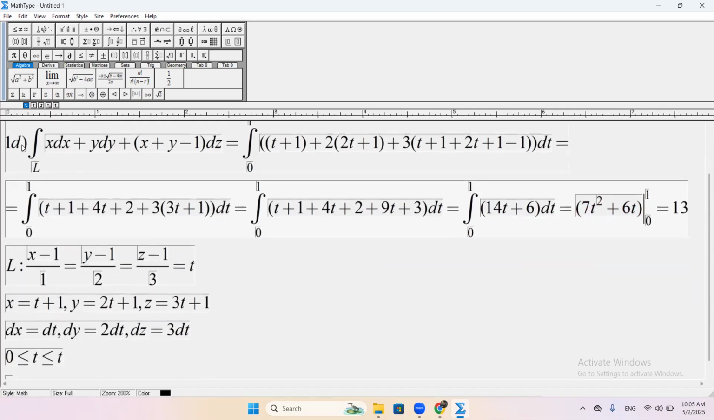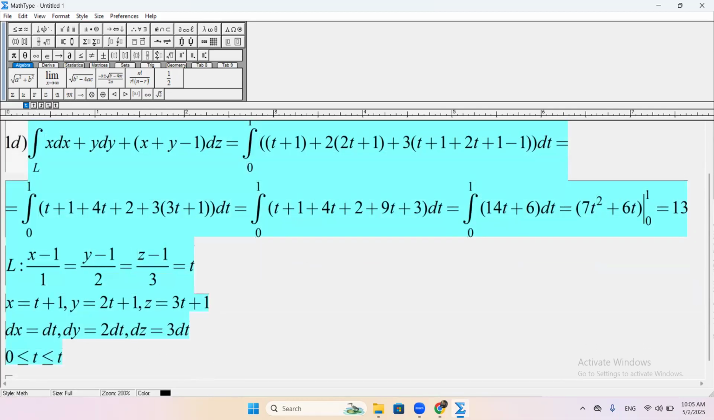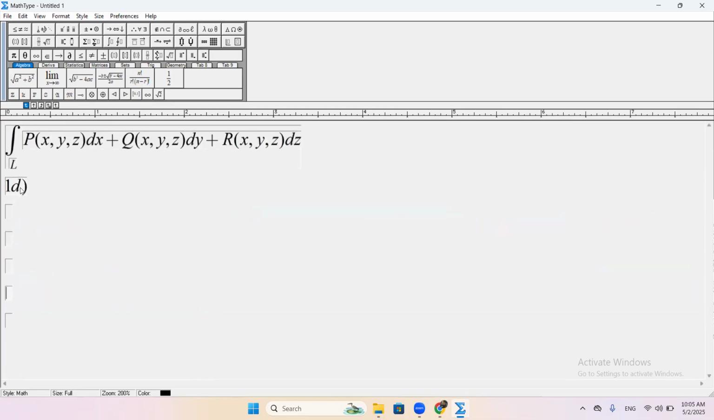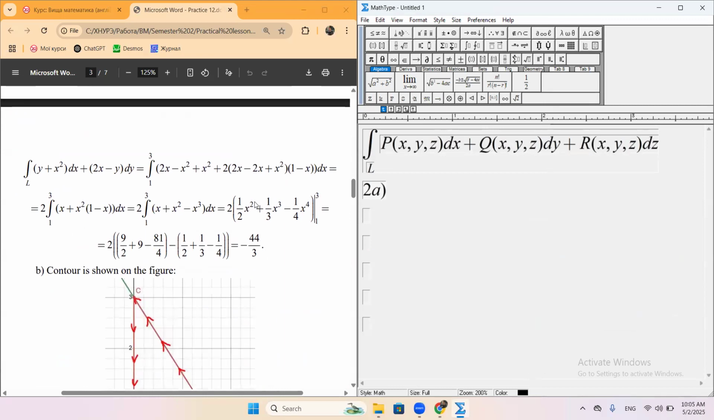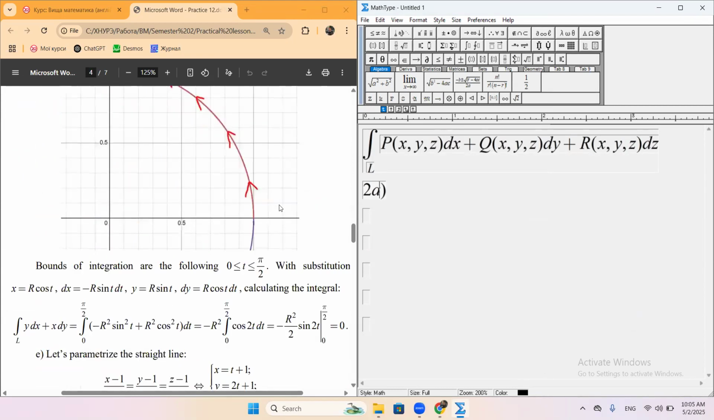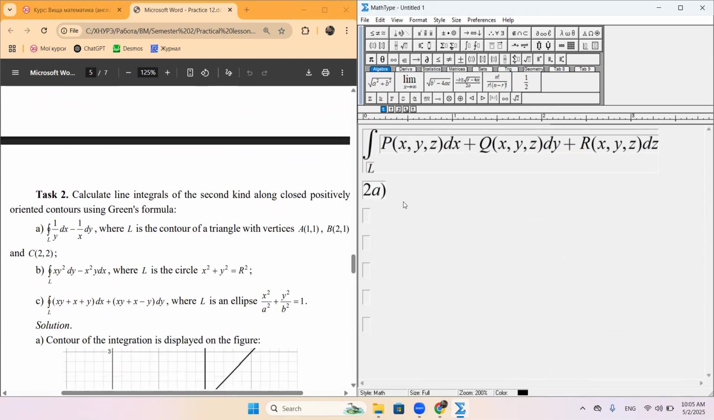No. Okay, if no questions, moving to the next task, and it will be about Green's formula. So let's write down first of all the condition. So we have to integrate the function along the closed contour, in this case, the contour of a triangle. So (1 over y) dx minus (1 over x) dy. And L is a contour of a triangle.